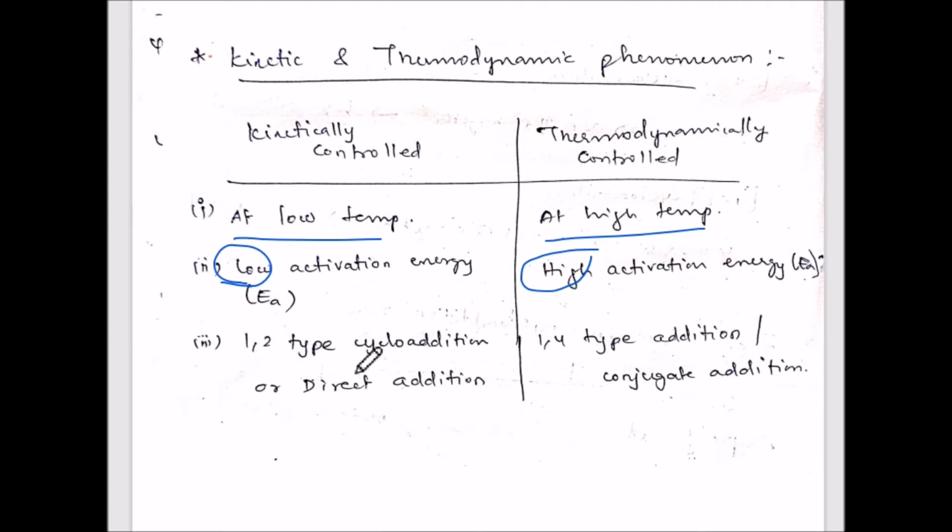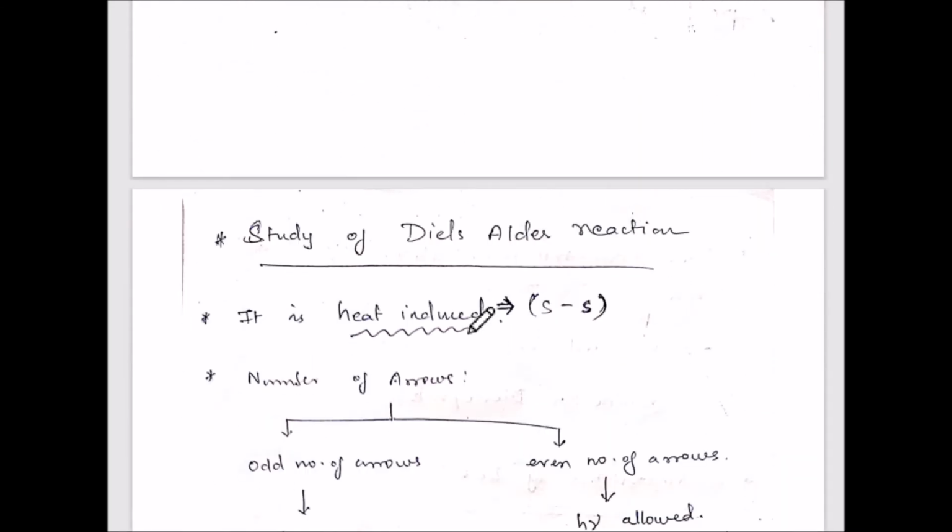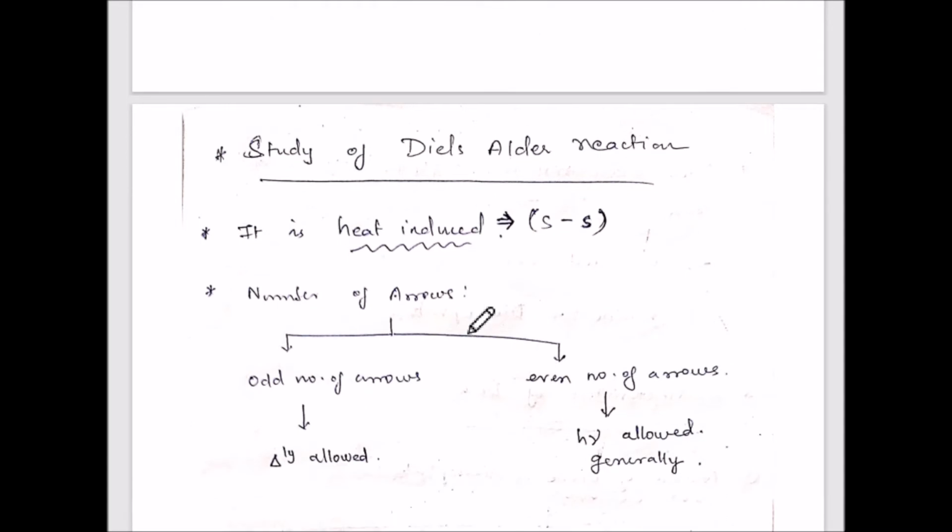Then you see here, 1,2 type cycloaddition or direct addition are examples of kinetically controlled reactions. 1,4 type addition or conjugate additions are types of thermodynamically controlled reactions. These are some marked differences you have to know, which will help with theoretical questions that will be asked, or can be helpful for your reaction solving and all.